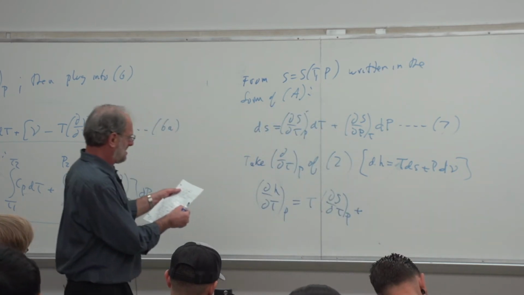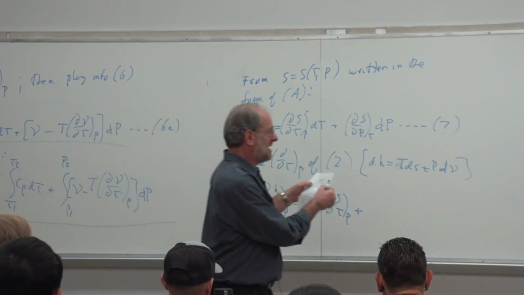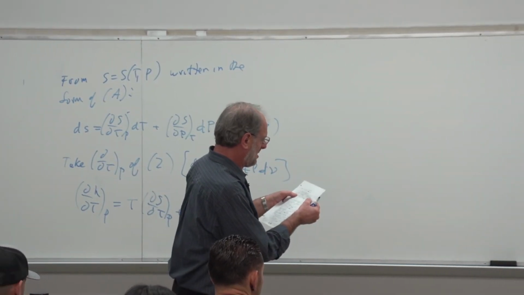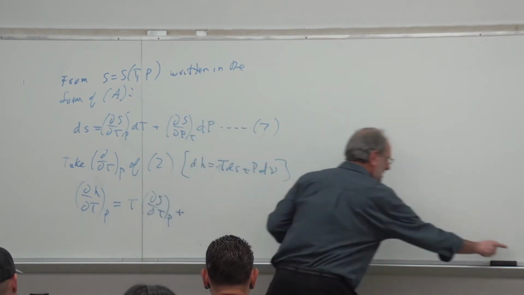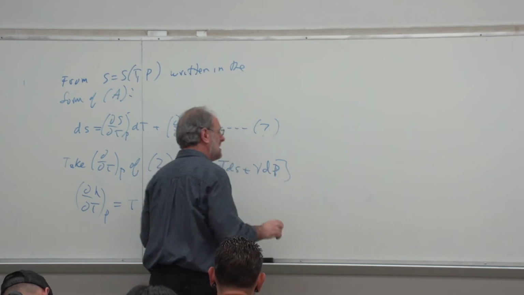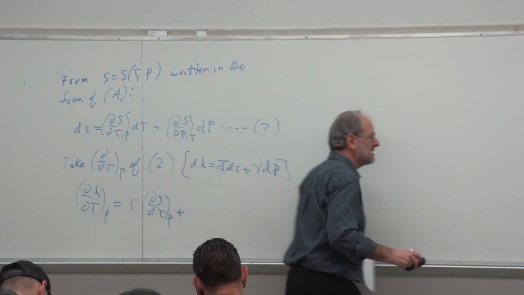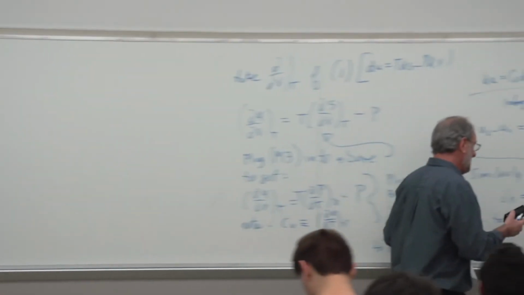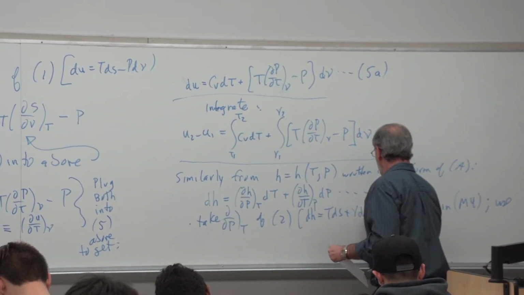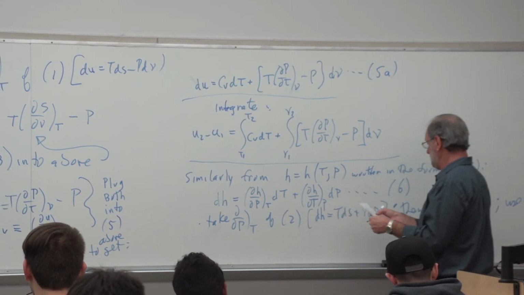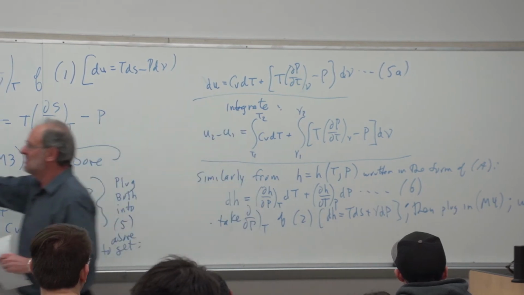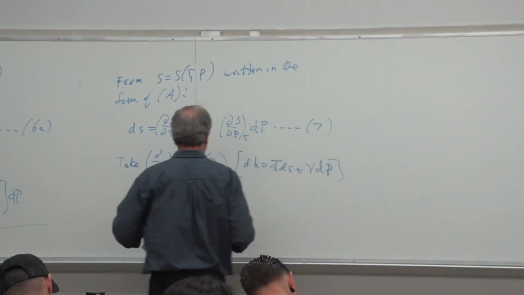Oh, did I do this right? Oh, I wrote down the wrong TdS relationship. In fact, I wrote it down wrong over there too. So no wonder it doesn't look right. This should say plus VdP. And see, these are things you're supposed to correct me on. So just correct equation 2 as I've written it twice incorrectly now. Now hopefully it's correct.